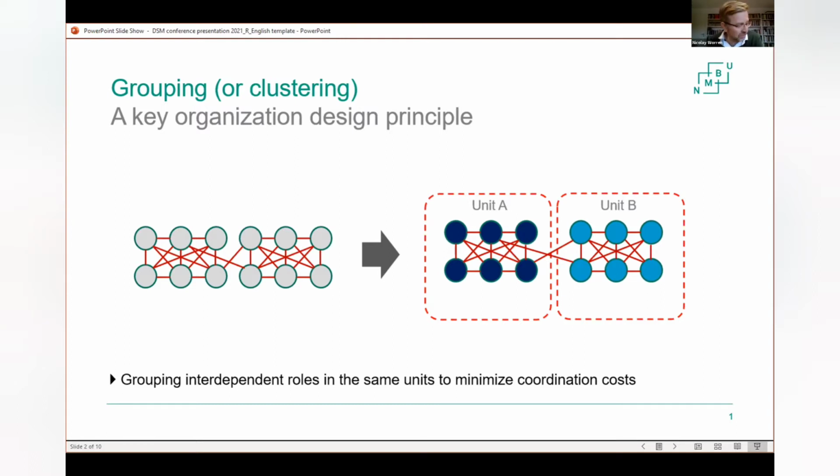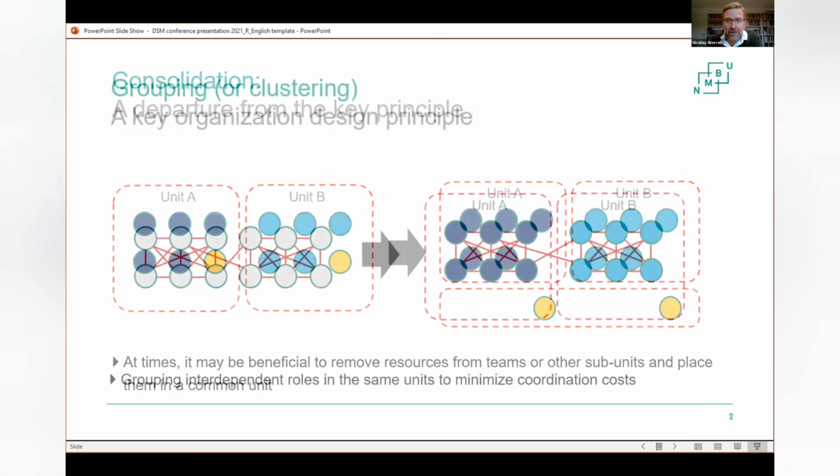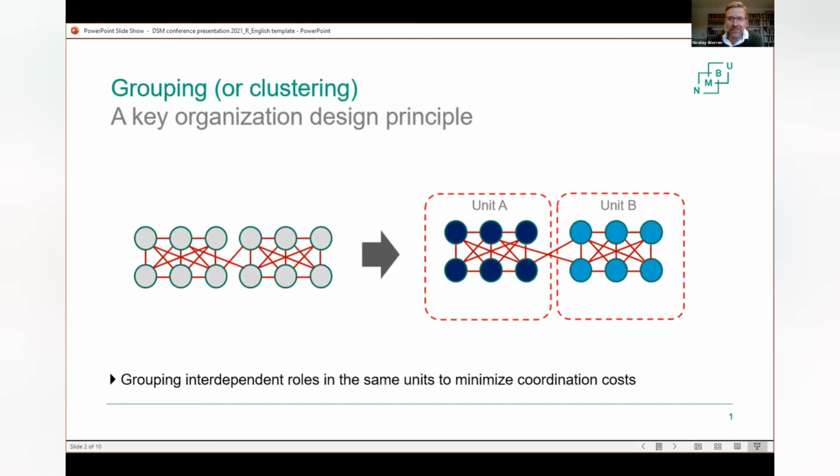This principle is, of course, central to the DSM methodology, but it's also one you can find in organizational theory. The first mention of it, I think, is from 1937. So the basic idea is a common one. However, there are exceptions, situations where one should not follow this principle. In this paper, we're looking at one such exception.